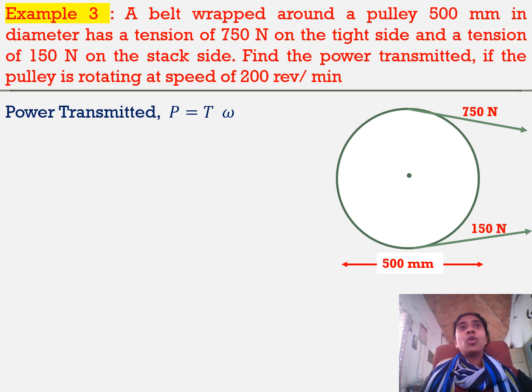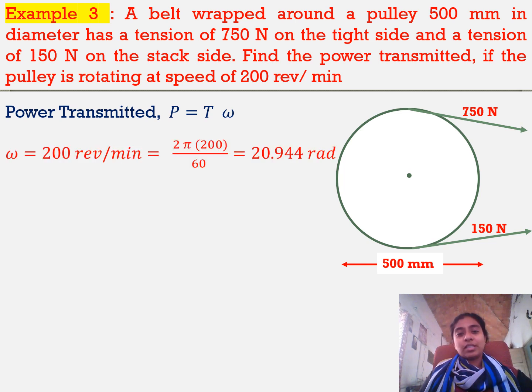Now, we know the formula for power transmitted is equal to torque into angular velocity. So, our aim is to find torque and velocity now. Angular velocity is given as 200 revolutions per minute. Converting it into radians per second, we get 20.944 radians per second.